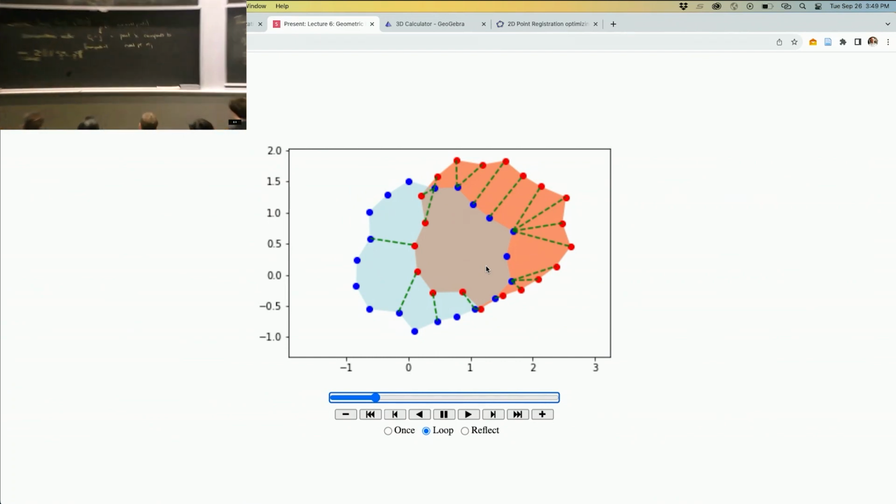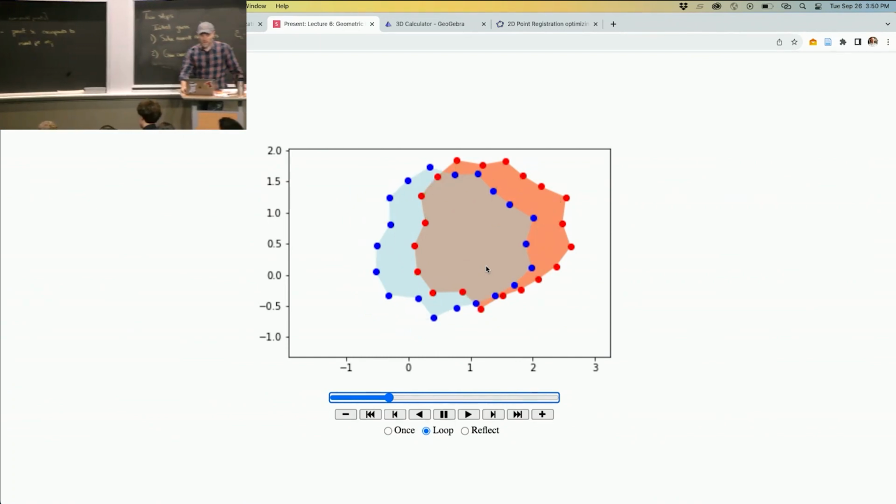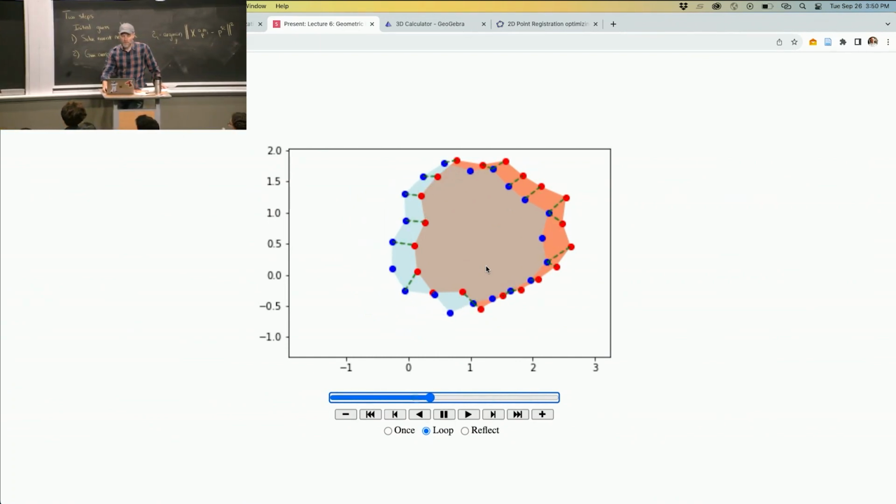But the hope is that it gets you closer. Okay, and then I get a new chance at my correspondences. And many times, this converges beautifully in a small number of alternations because at some point your correspondences are correct and you snap right into place.